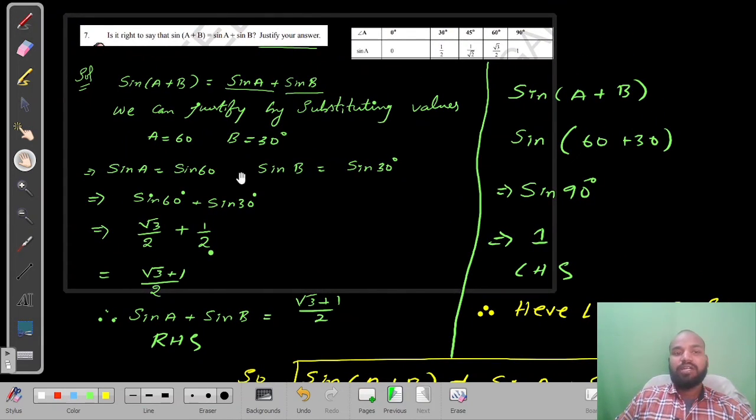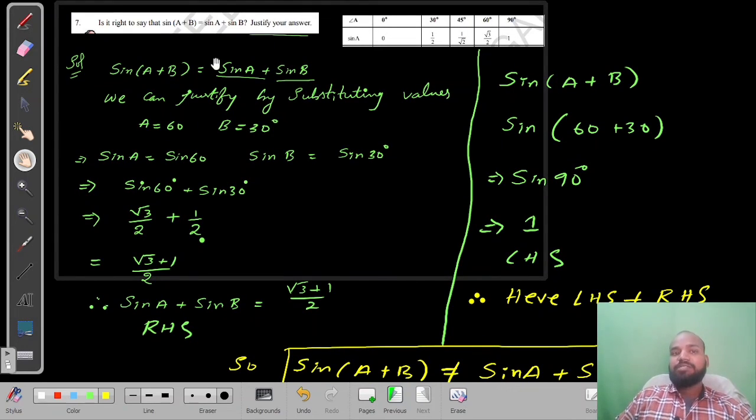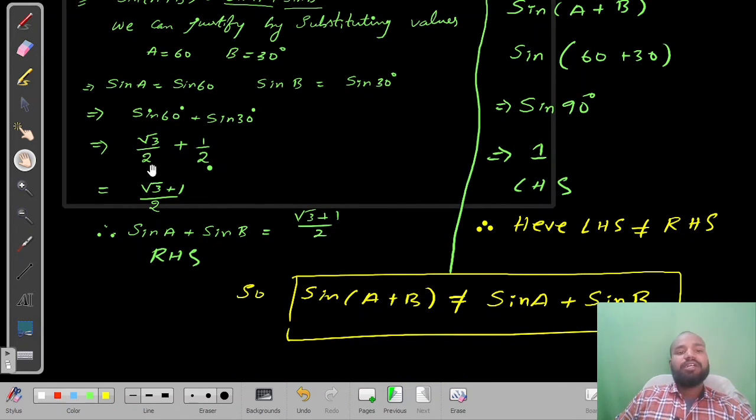So once again I will explain. See what I did here. He's asking us whether sine A plus B equals sine A plus sine B or not, and to justify the answer. So I am taking any value. You can take A as 30 or 40 or 50, your wish. But I took A equal to 60 degrees, B equal to 30 degrees. So I am substituting these values, sine 60 plus sine 30. As we know, sine 60 equals root 3 by 2, sine 30 equals 1 by 2. Then root 3 by 2 plus 1 by 2. Here denominators are equal, so we can directly add: root 3 plus 1 by 2. So the sine A plus sine B value is root 3 plus 1 by 2. This is the RHS side.